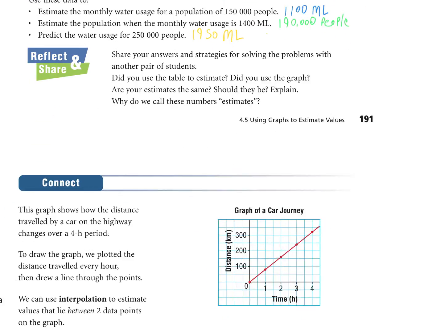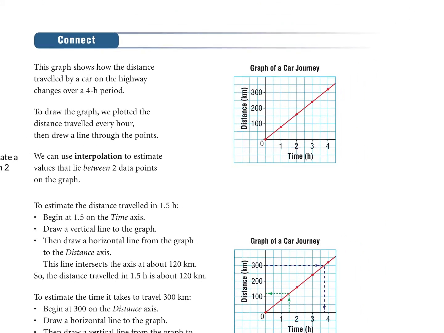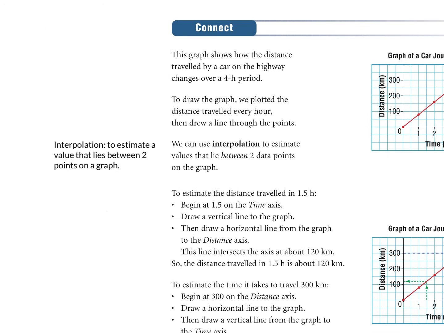So now we'll come down to this connect section and look at what we're actually doing, what this is called. This graph shows how the distance traveled by a car on a highway changes over a 4-hour period. To draw the graph, we plotted the distance traveled every hour and then drew a line through the points. We can interpolate to estimate values that lie between two data points on the graph. And that's exactly what interpolate means. The definition of interpolate is to estimate a value that lies between 2 points on a graph.